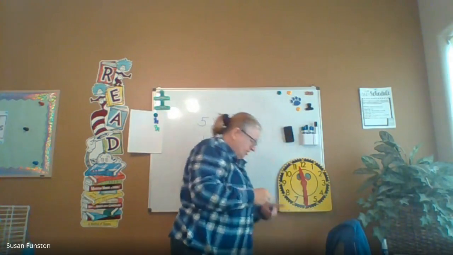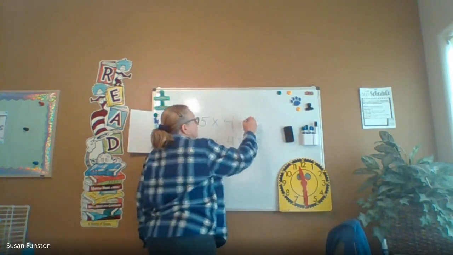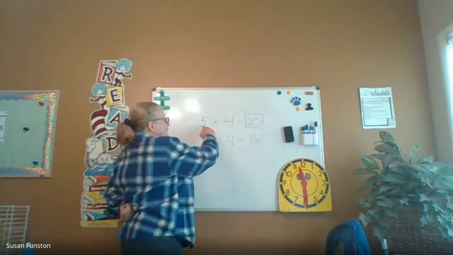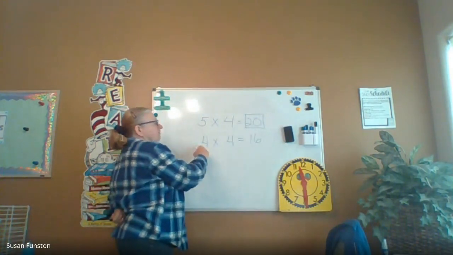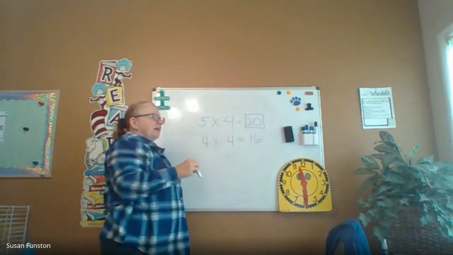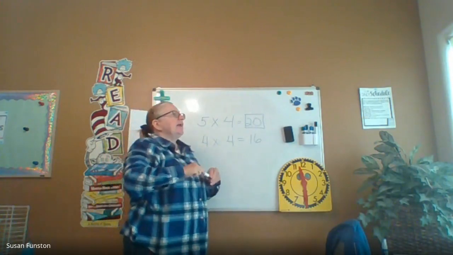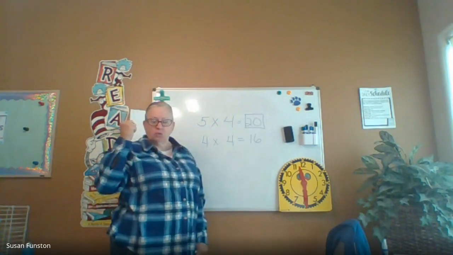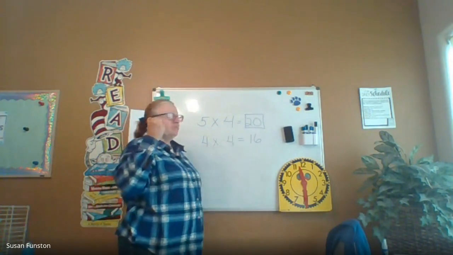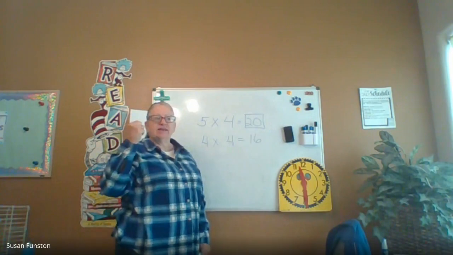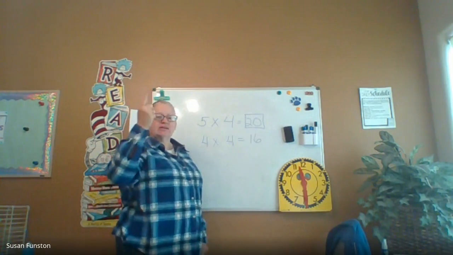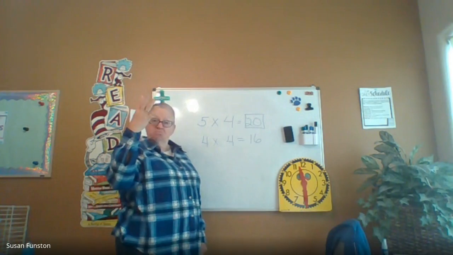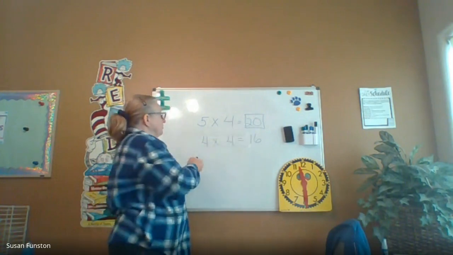Now, since I already knew that 5 times 4 was 20, and I know that 4 is 1 less than 5, I could start at 20 and count backwards by 1 4, and I would come to 16. So if I started with 20, let's count backwards 4: 19, 18, 17, 16. So I could do it the opposite way.